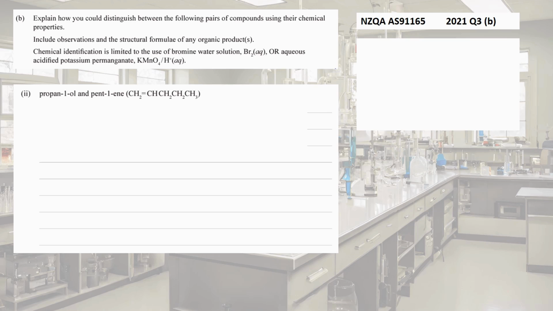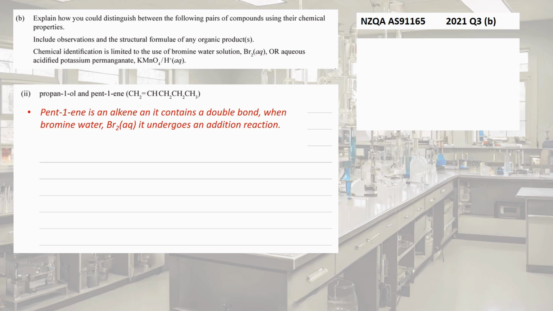We remember that often we could use potassium permanganate here, but it would react with the alcohol and the alkene, so it's better to use the bromine that would just react with the alkene quickly. So what would we write here? Well, the first thing that we would write down is that pent-1-ene is an alkene. It contains a double bond. So it's going to undergo an addition reaction. Now remember, what's going to happen here is the double bond between the first and the second carbon will break, and we will add a bromine to each of those carbons.